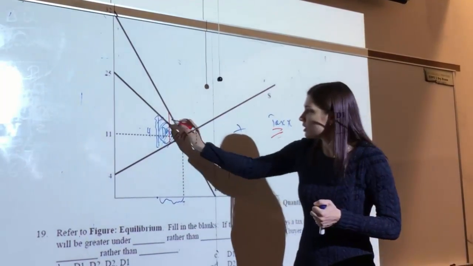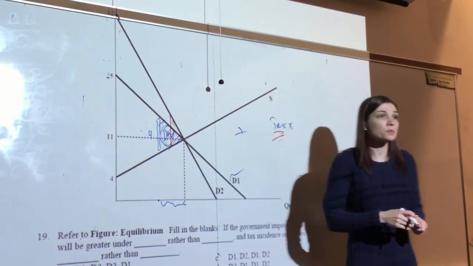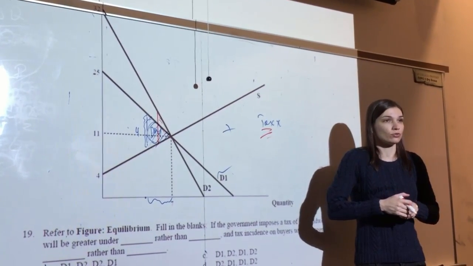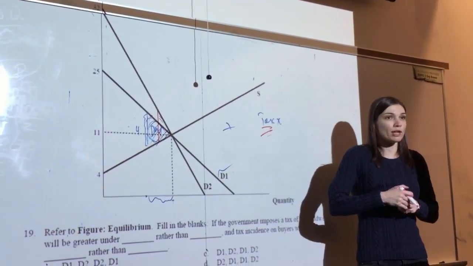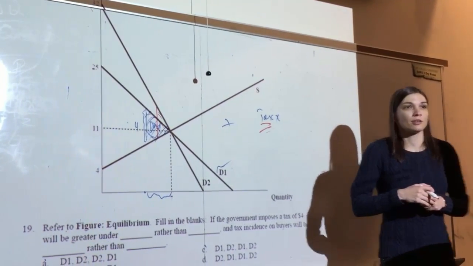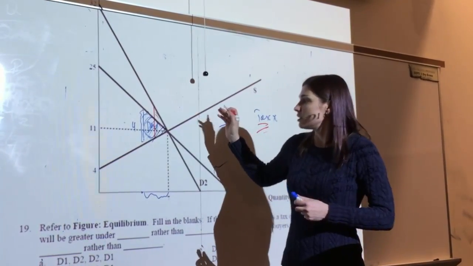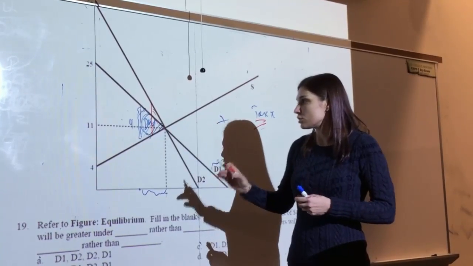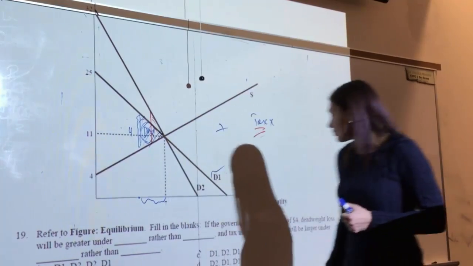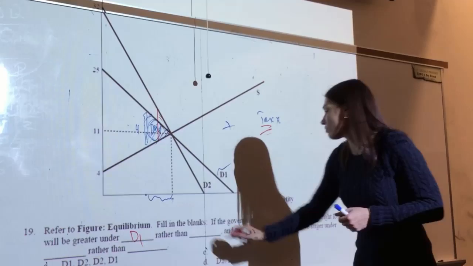Right, do you see that? Basically the area of this triangle is higher than the area of that triangle. And this is because D1 is more or less elastic than D2. Is D1 more elastic or less elastic? D1 is more elastic, right? The fatter it is, the more elastic it is. So because of that, the change in quantity is going to be larger under D1 than D2, and deadweight loss would also be greater. So deadweight loss would be greater under D1 rather than D2.